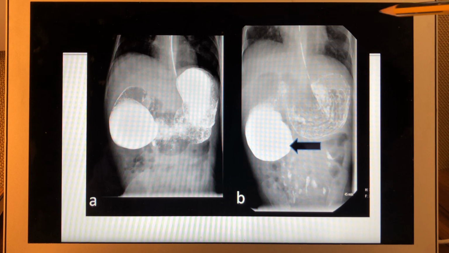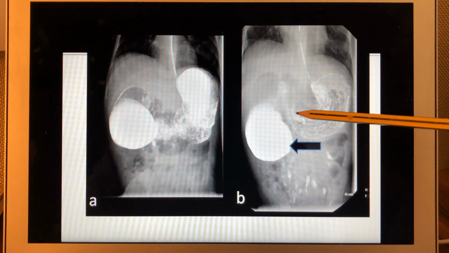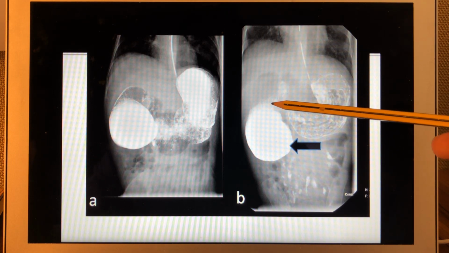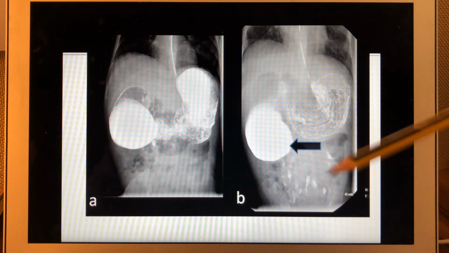Sometimes you can do an upper GI contrast study, which is usually not needed. You can see the contrast is filling the stomach, the pylorus, and the hugely dilated duodenum, first and second parts of the duodenum.